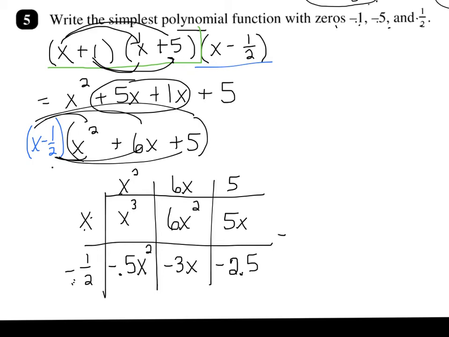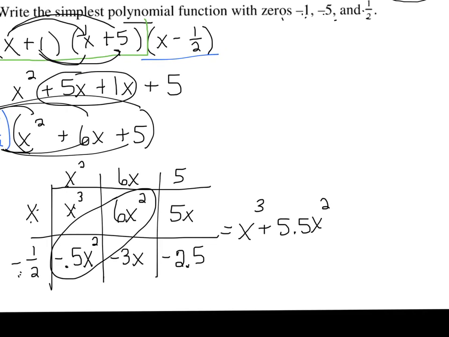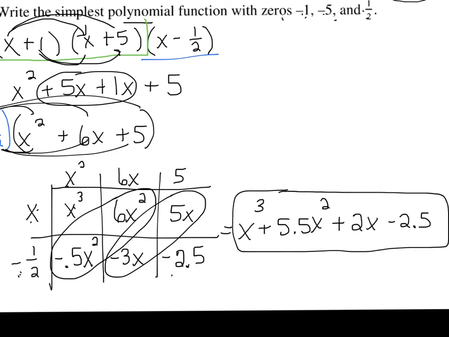Last, we combine all the like terms. So we have x to the third first. 6 minus 0.5 is 5.5, x squared. Then we combine the x's. So 5x minus 3x is 2x. And last we have the minus 2.5. And it's okay with me if you leave your answers with decimals or fractions. If you used fractions, then that number would be 11/2, and that number would be negative 5/2.